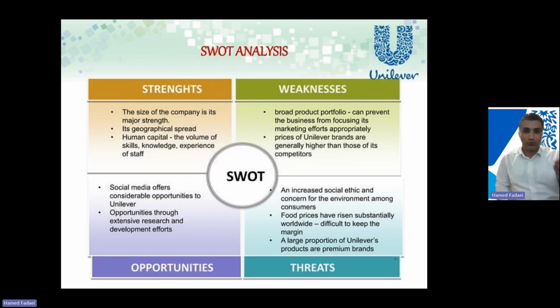And you will also see the SWOT analysis of Unilever: strengths, weaknesses, opportunities and threats. One of the strengths is the size of the company, which is a major strength, and its geographical spread. A weakness is that the broad product profile can prevent the business from focusing its marketing effort appropriately. And also there is a trend of increasing social ethics and concern for the environment among customers. About the opportunities, social media offers considerable opportunity for Unilever, and also opportunity through extensive research and development efforts to create more benefit for the customer.